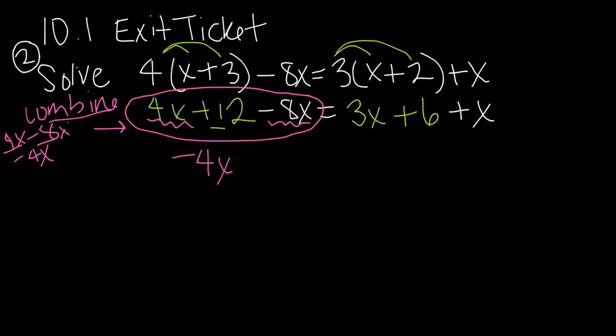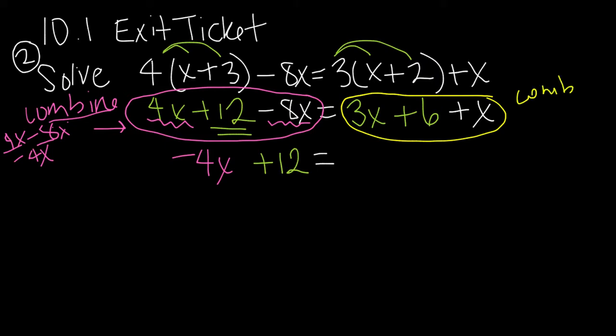And then this plus 12, there's no other number on the left side to combine that with, so we're just going to rewrite it, plus 12. And now we're going to look on the right side, and we're going to combine on the right side. On the right side, we have 3x plus x, which you could consider 1x if you would like, or just x. So 3x plus 1x is going to be 4x. So when we combine on the right side, we get positive 4x, and then we still have this plus 6.